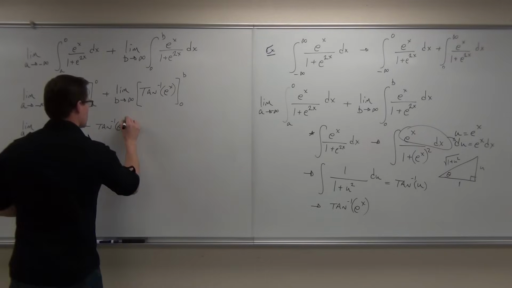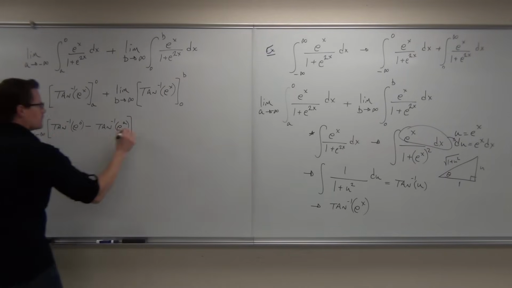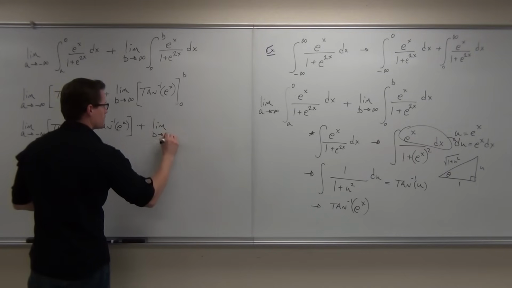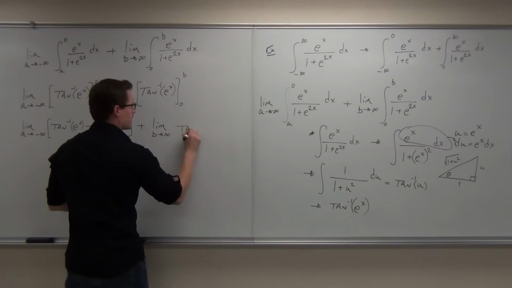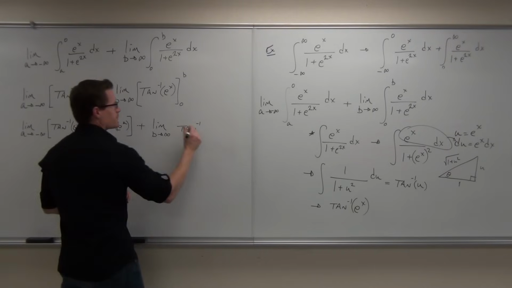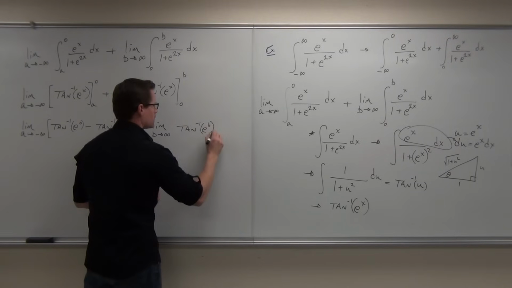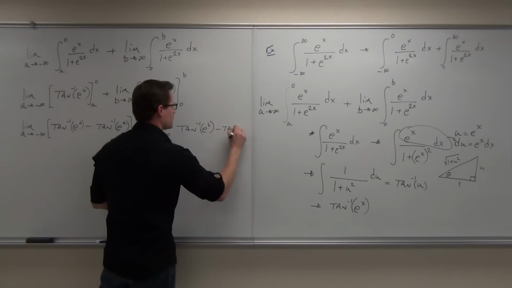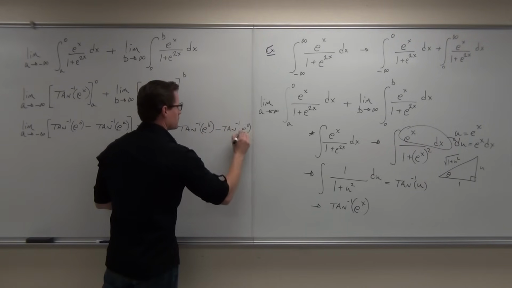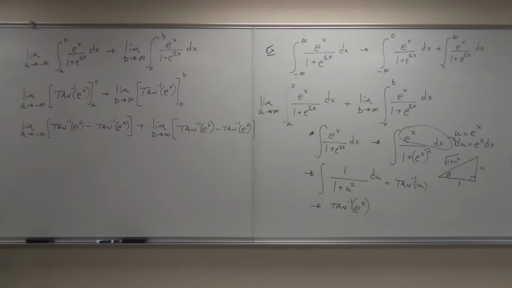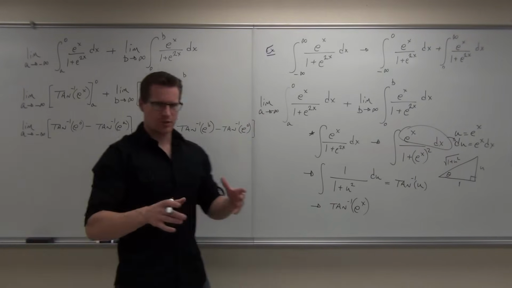Okay, so here's one. Plus limit as b approaches infinity of tan inverse, let's try this again. Tan inverse of e to that, would it be 0 first or b first? B. Minus tan inverse of e to the 0. Now, are you guys okay with that one?